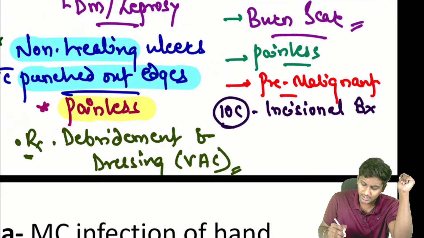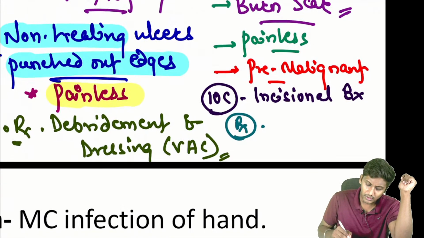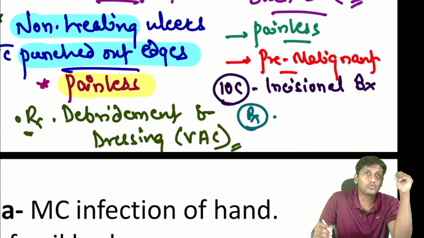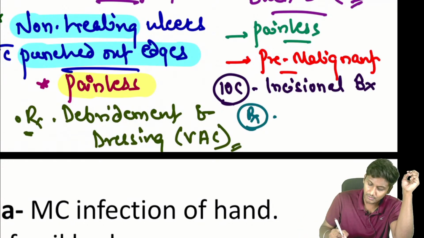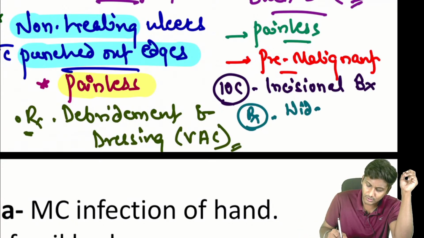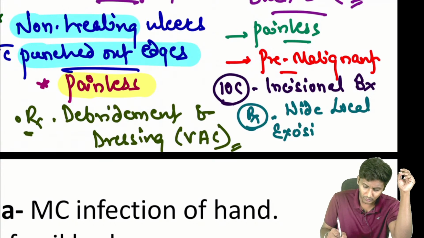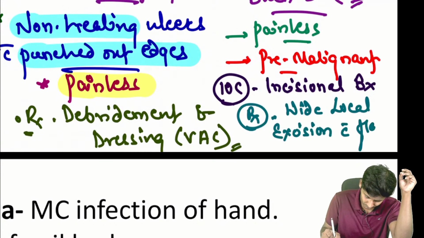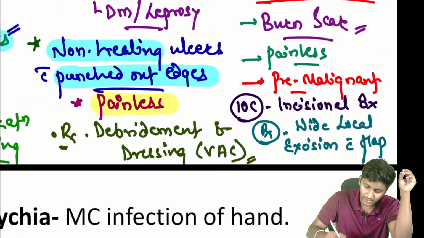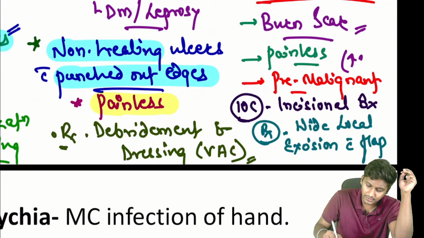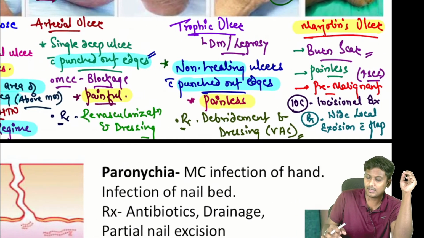And lastly, if I talk about the treatment, bachcho, incisional biopsy is done to rule out squamous cell carcinoma. Please remember, treatment is nothing but wide local excision with flap if required. Pre-malignant matlab high risk of SCC hota hai. High risk of squamous cell carcinoma.